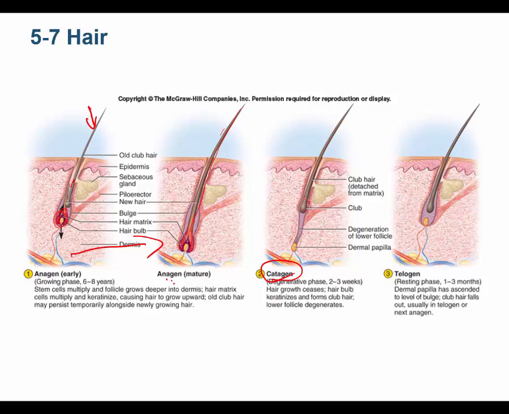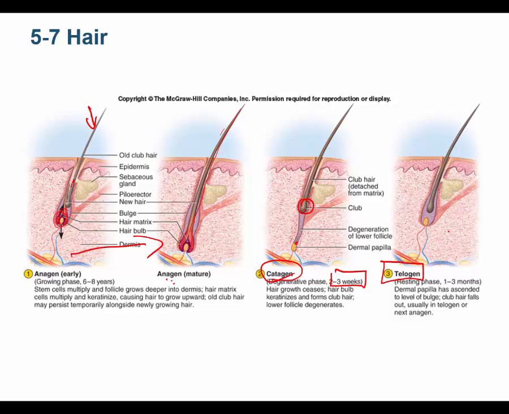You can see that it makes a club at the end, and it's pulled away from the mitotic area of the bottom of the follicle. So this hair is no longer growing, and in fact, it's beginning to fall out. But it does take a while to fall out. This lasts almost a month. It says it lasts 2 to 3 weeks, so almost a month. This is the catagen phase, and then lastly, you have the telogen phase right here, and this is the resting phase.